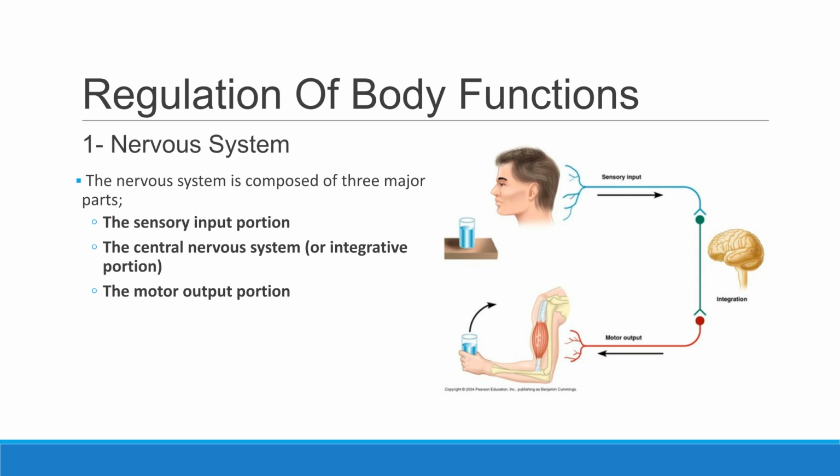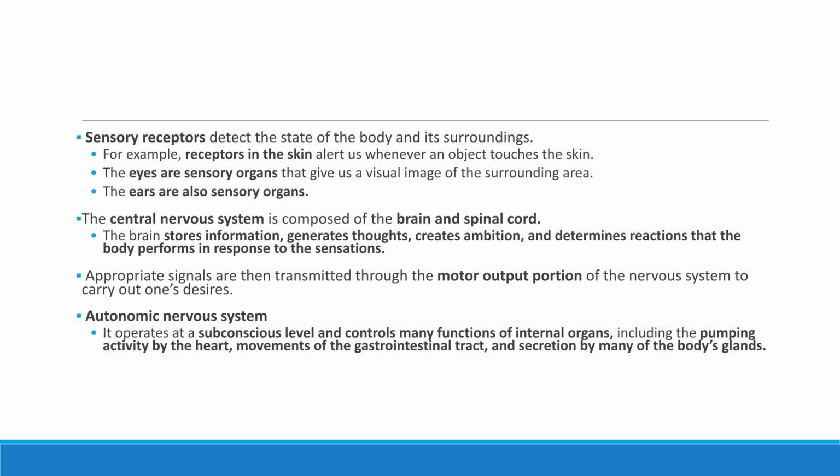The nervous system regulates body functions and has three major parts: sensory input, the central nervous system for integration, and motor output. Sensory receptors detect the body's state and surroundings. The central nervous system processes information and determines reactions. The autonomic nervous system controls internal organ functions subconsciously.